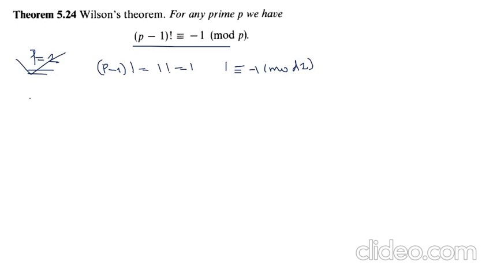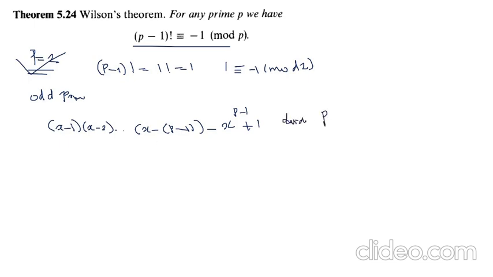So we consider the odd primes. 2 is the only even prime number, so we consider odd prime numbers 3, 5, 7, etc. Then we use the previous theorem. We know that by the previous theorem, the polynomial (x minus 1)(x minus 2) and so on up to (x minus (p minus 1)), minus x power p minus 1, plus 1, has all its coefficients divisible by p. Every coefficient of this polynomial is divisible by p.